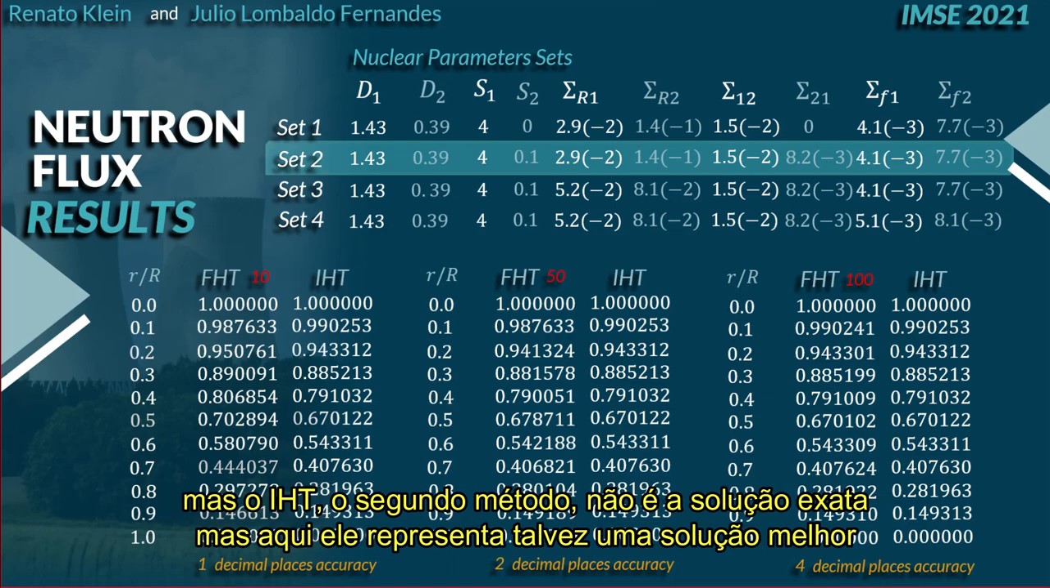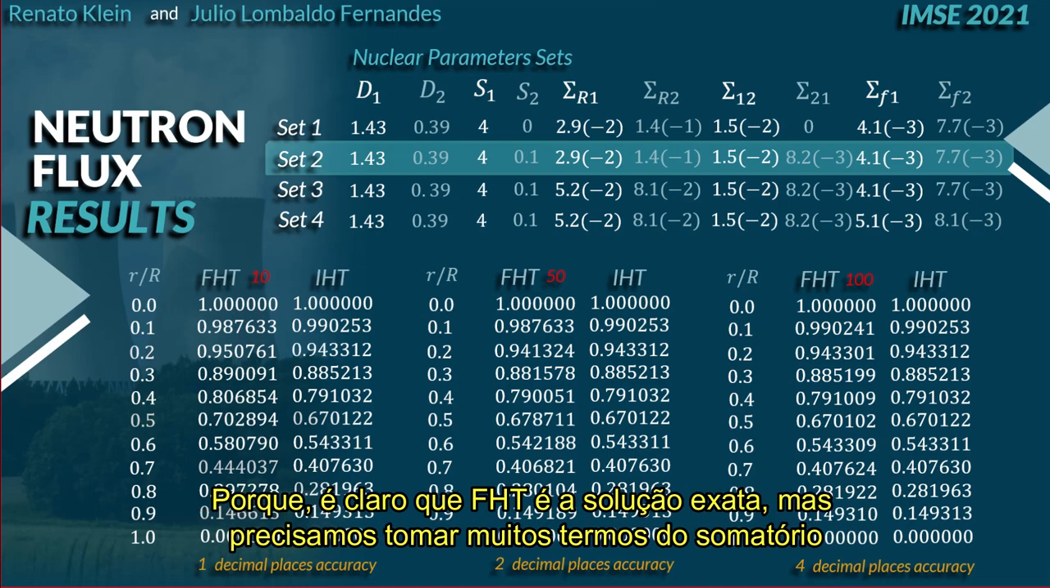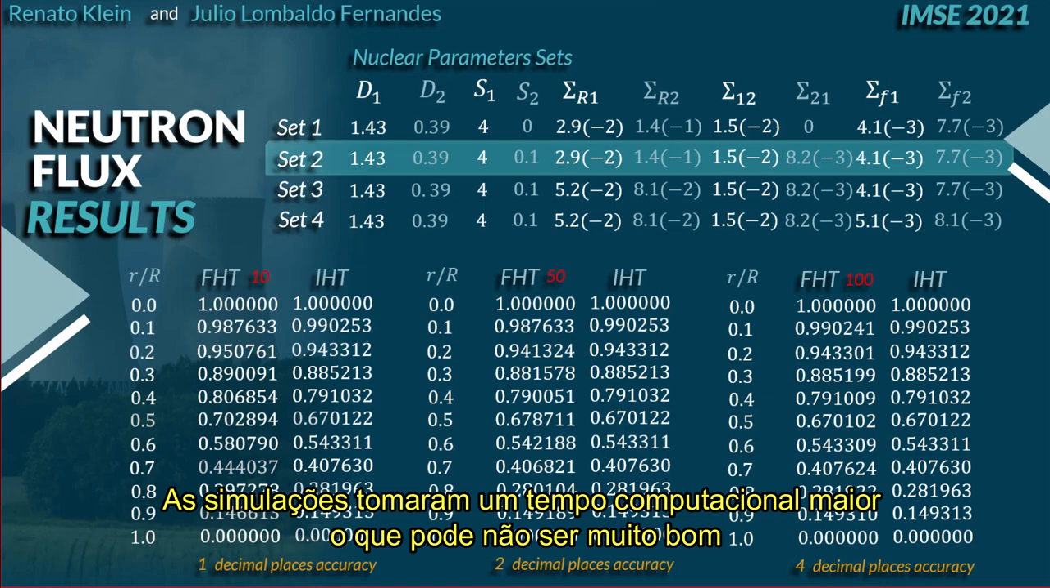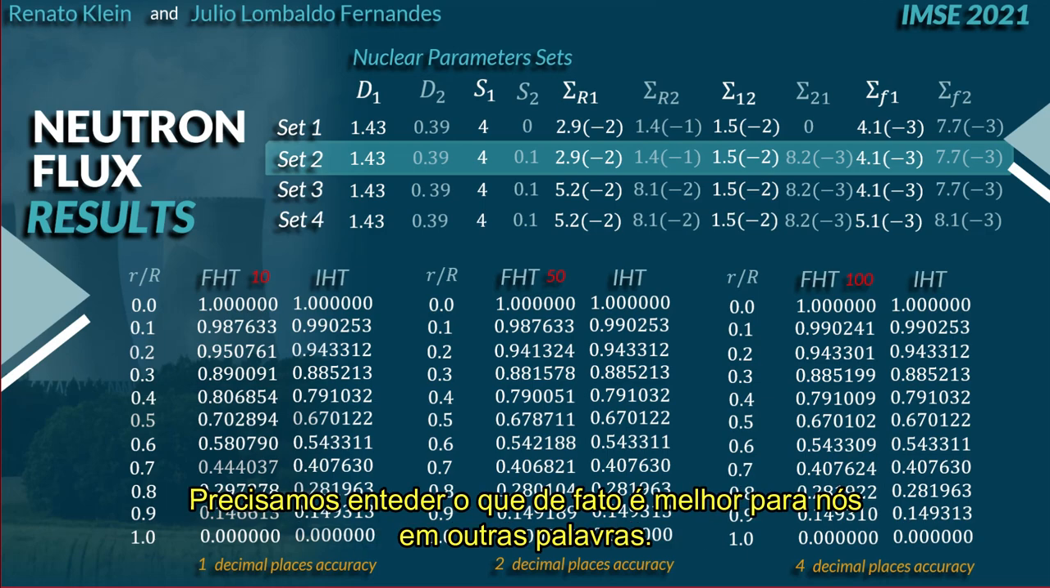But the thing is that the AHT, the second method, is not the exact solution, but here it represents a better solution, because of course FHE is the exact solution, but we need to take a lot of terms in the summation. These simulations are made in Python, and of course if we take more terms of the summation, the computational time can be bigger. That can be not so good. We need to understand what is better for us, in other words.